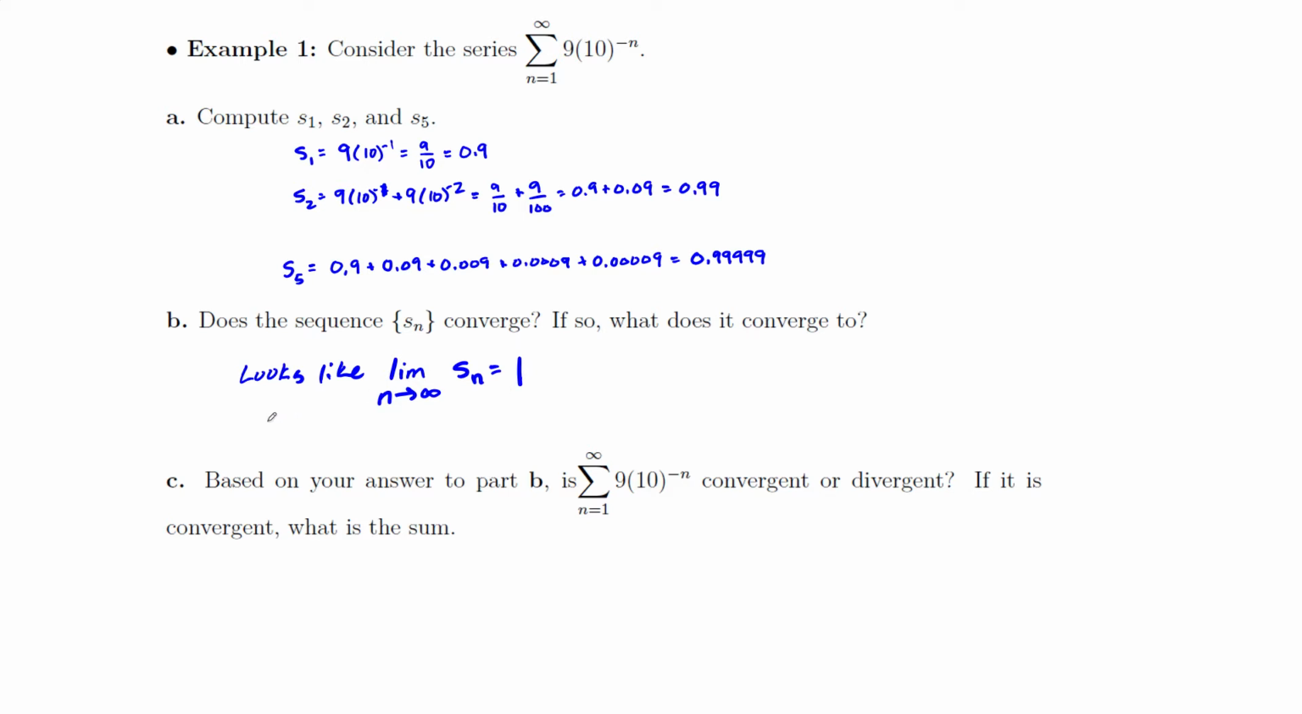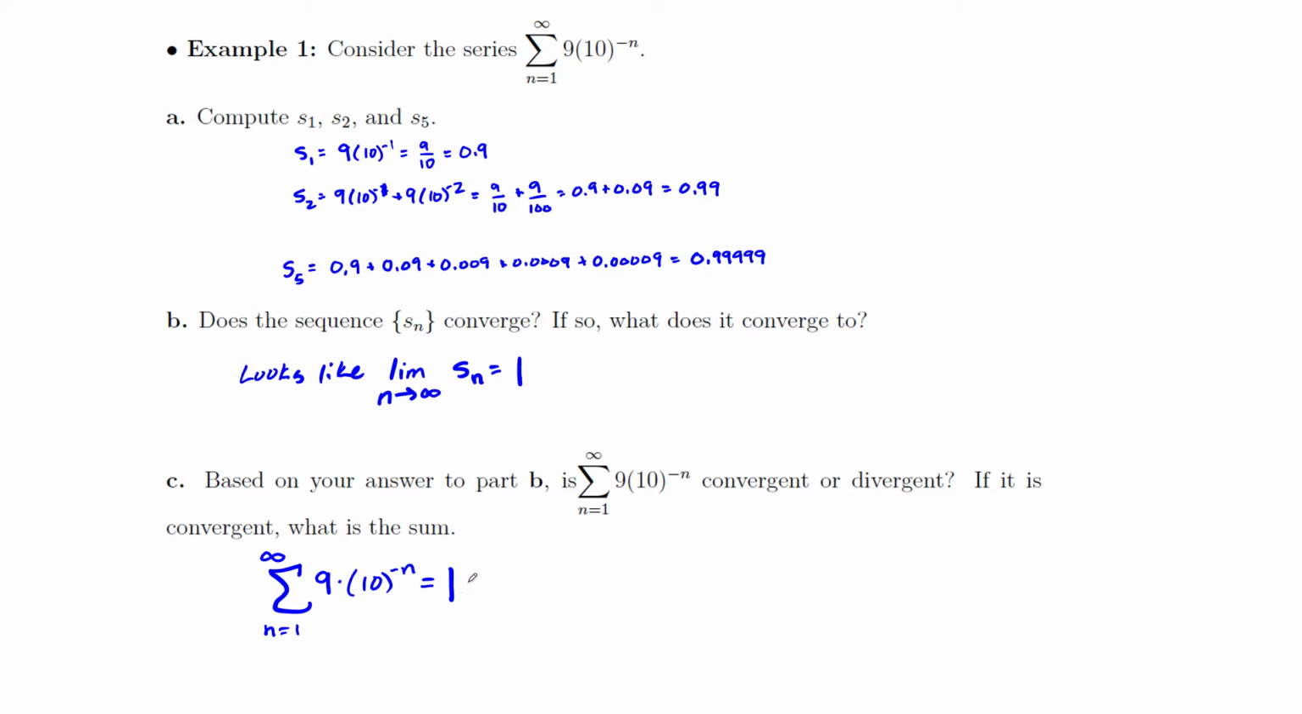Okay? So in part C, based on your answer to part B about the sequence converging or not, is this series convergent or divergent? Well, if the sequence of partial sums converges, then its series converges, right? And it converges to that same value that the sequence converged to. So what we would say here is that the sum from 1 to infinity of 9 times 10 to the negative n would equal 1.